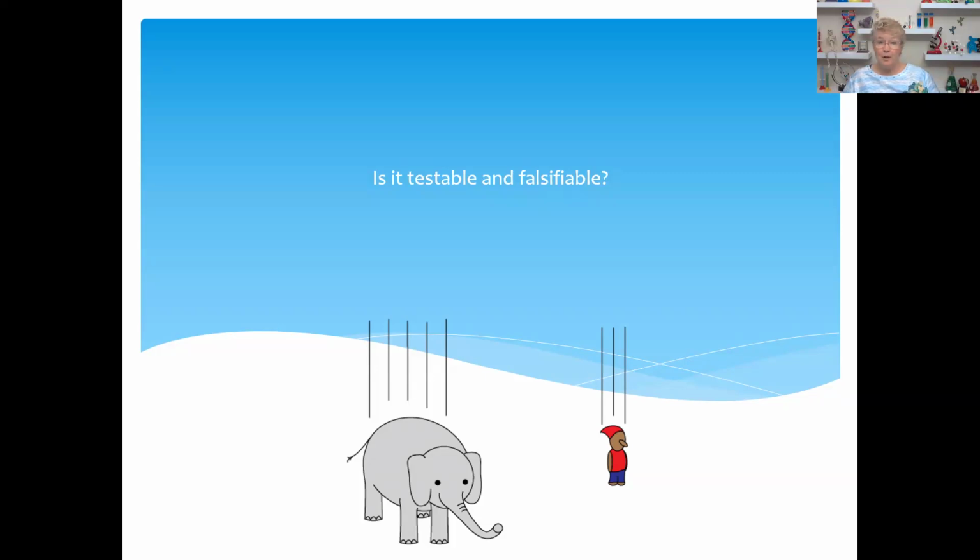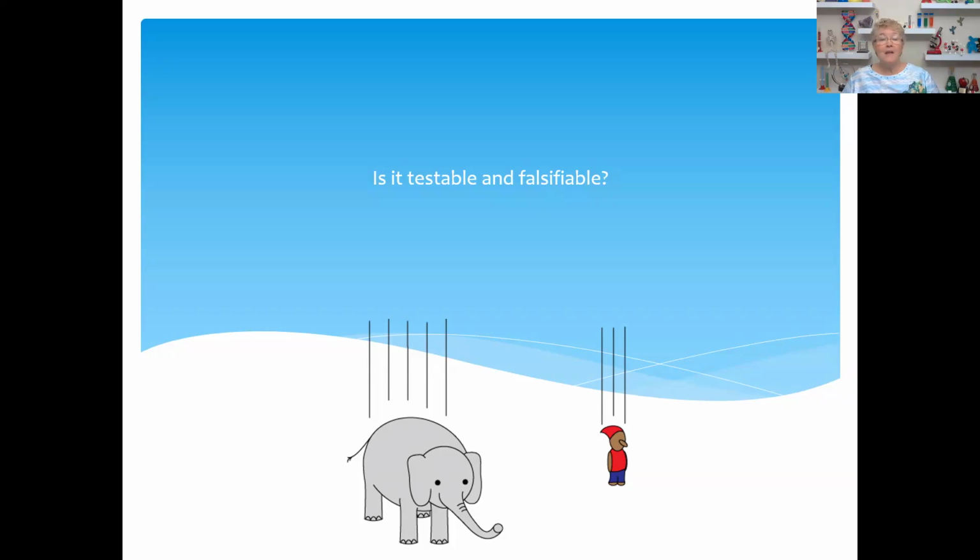Is it falsifiable? Yeah, it is. We can easily test many combinations of two different objects. And if any two of them don't reach the ground at the same time, then our hypothesis is false. So if a hypothesis is false, it should be pretty easy to disprove it.